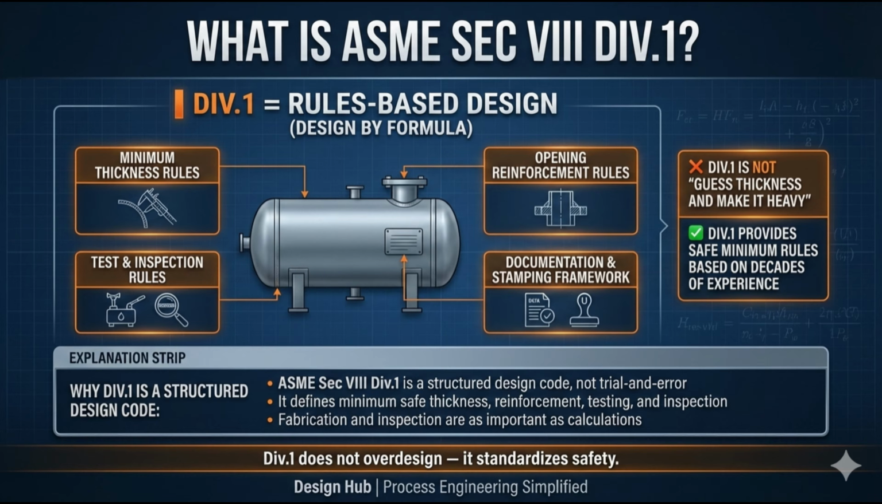Division 1 is a rules-based code. It tells you clear minimum thickness rules, nozzle reinforcement rules, and testing rules. It's not about over-design. It's about meeting safe minimum requirements with proper documentation and inspection.